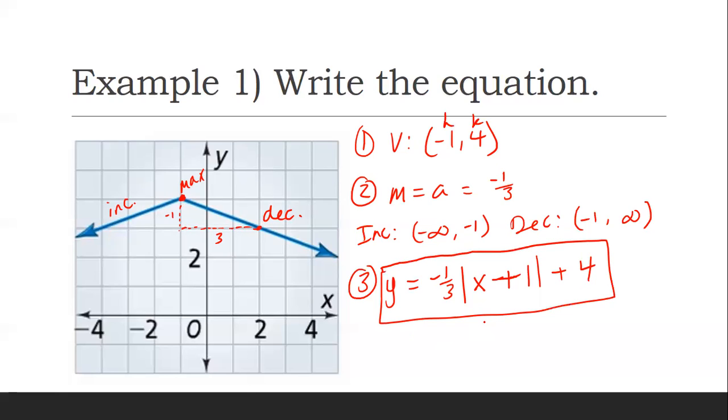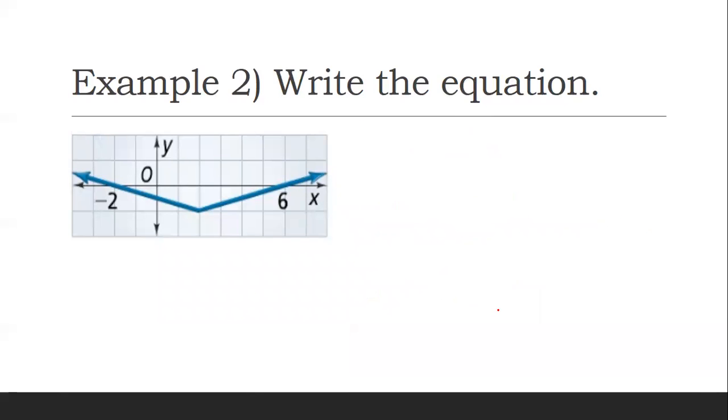How do you feel about working backwards? Okay. All right, let's try another one. So working backwards again, we're going to write the equation. So the first step is to find our vertex. Where is the vertex? 2, -1, agree? And we have a minimum vertex. And it's at 2, -1. So that means my h and my k are found.